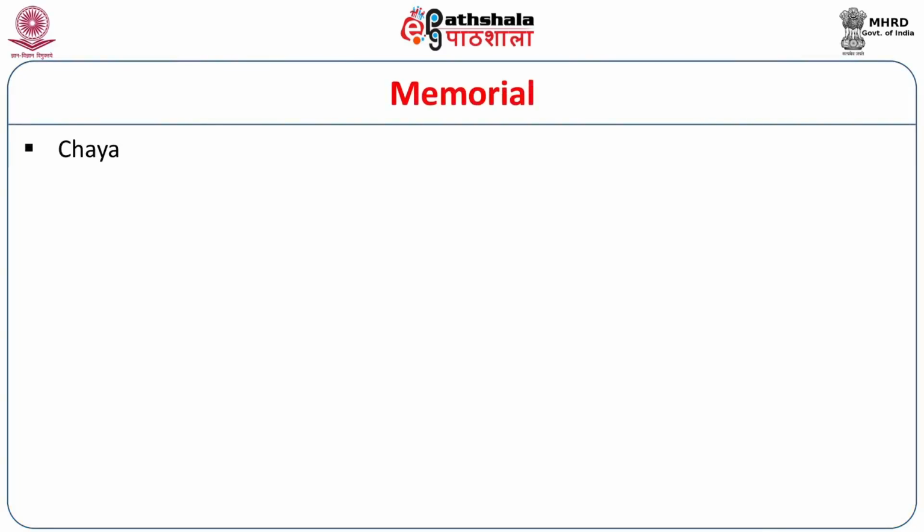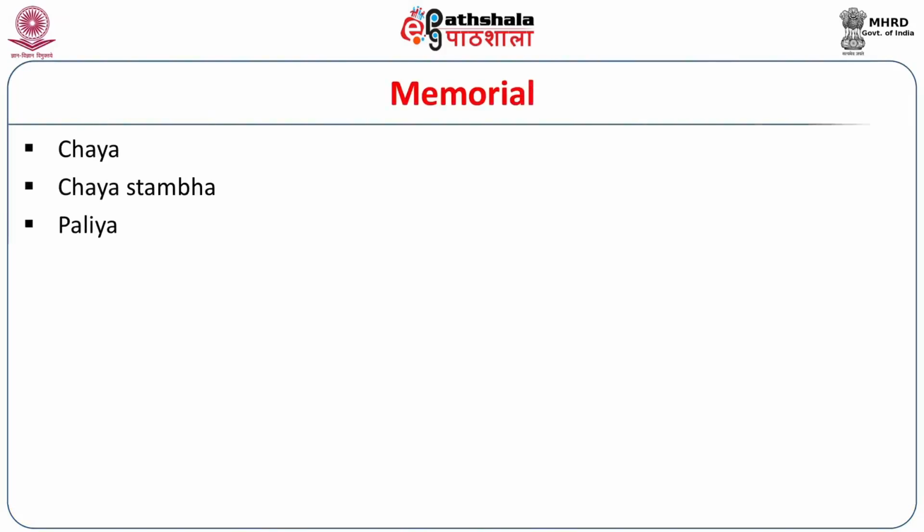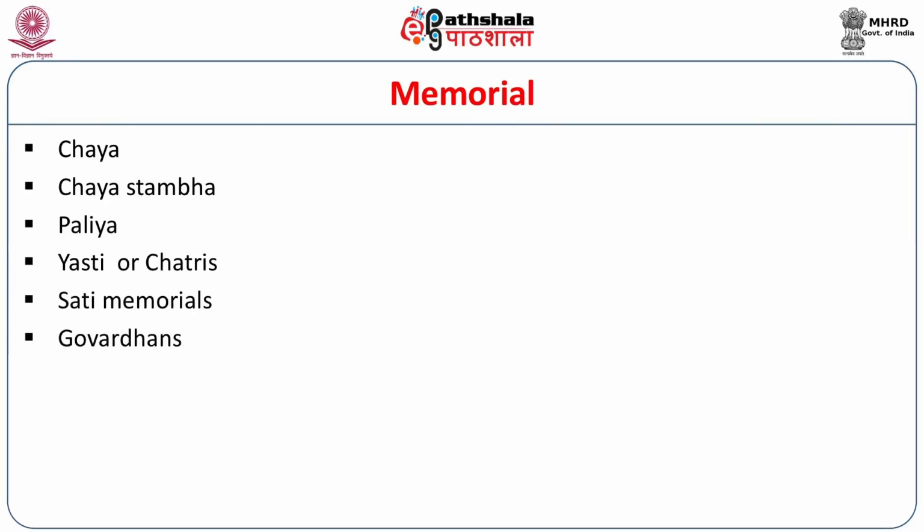And when you look at the category of different memorial inscriptions, you find that these are very regional in character, and in each region a different kind of word is found. So when you look at the inscriptions from Maharashtra, you often find the word Chaya or Chaya Stambha, that is the reflection of the deceased person. Chaya means reflection. And when you look at the other inscriptions from Western India or Northwest and North India, you get the terms Paliya, Yashti, Chhatris, Govardhans.